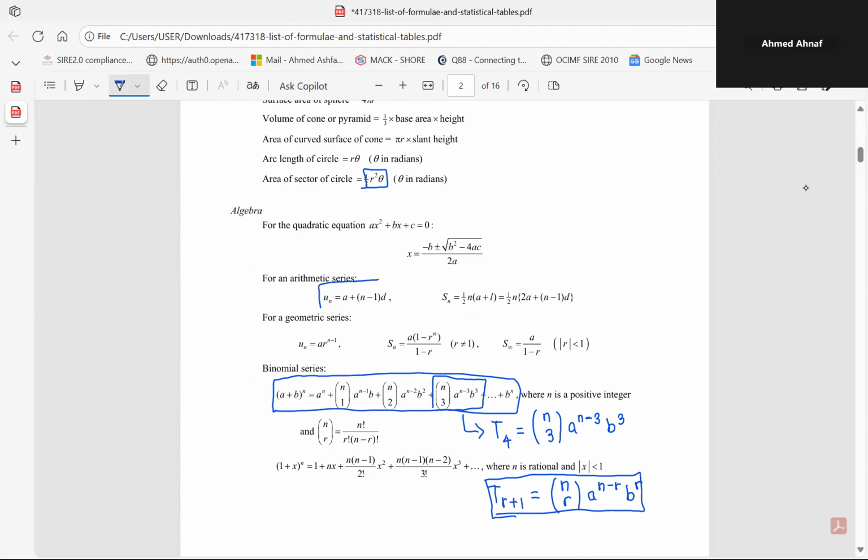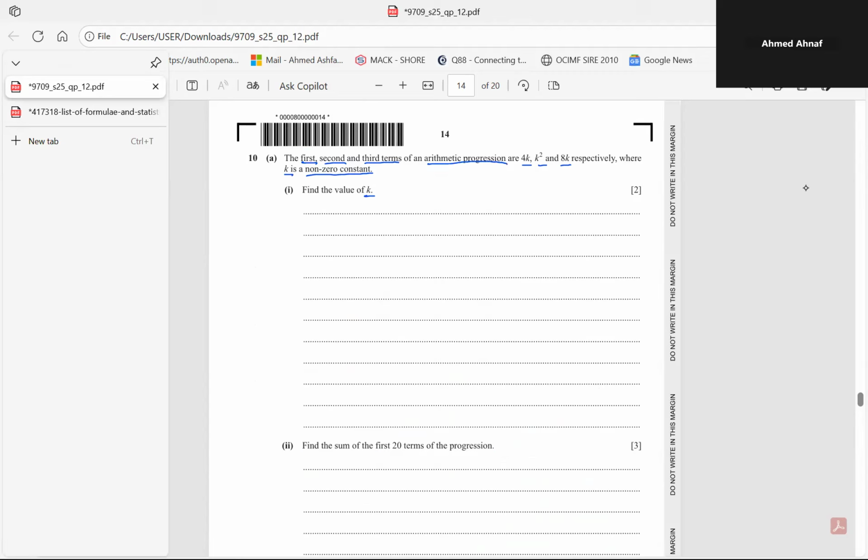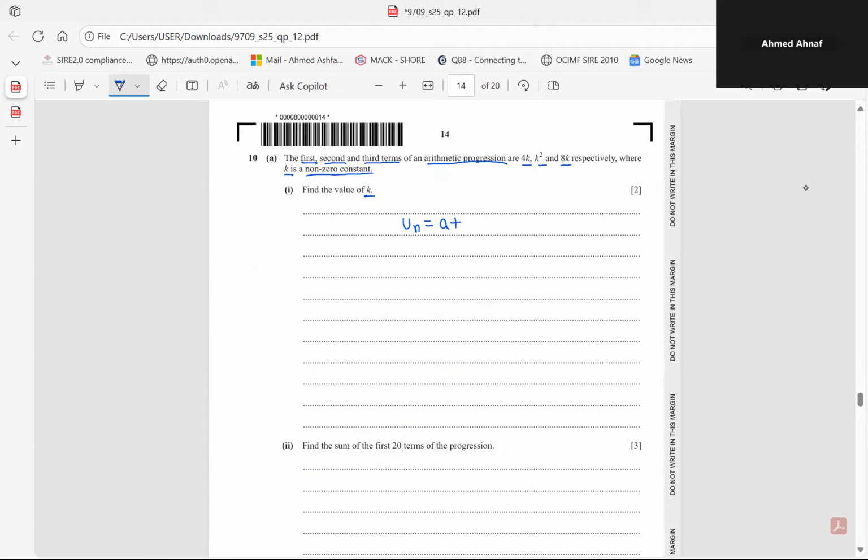So this is one formula we're given. This formula tells us how to find the nth term of an arithmetic series. So a is the first term, and d is the common difference between the terms. So let's write that down: u_n equals a plus (n minus 1)d.